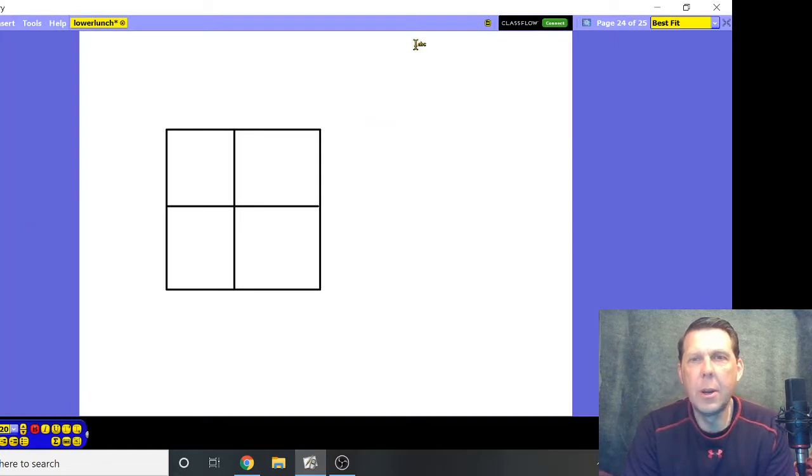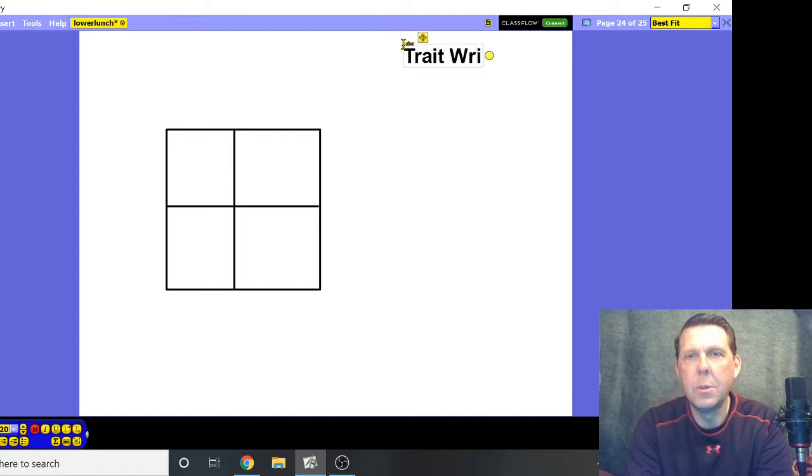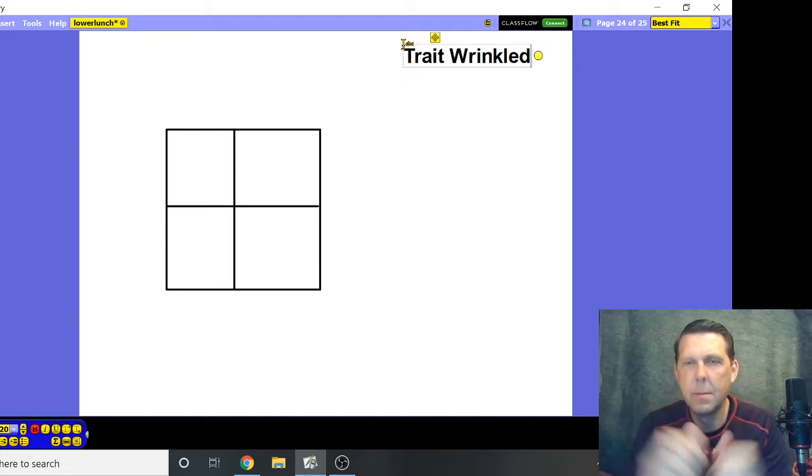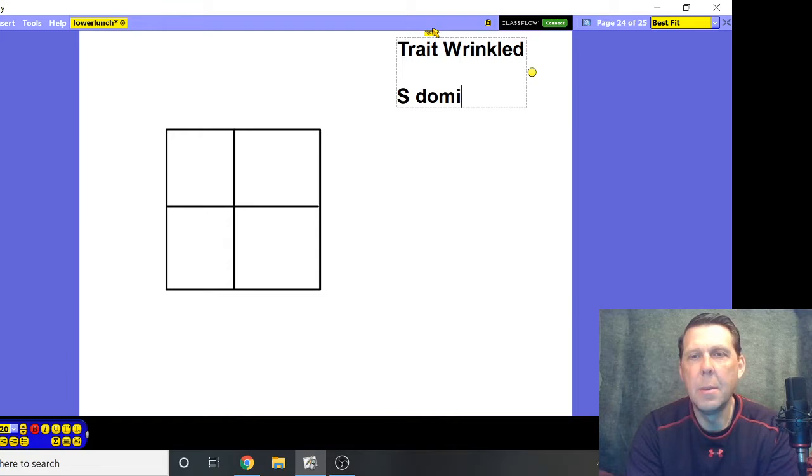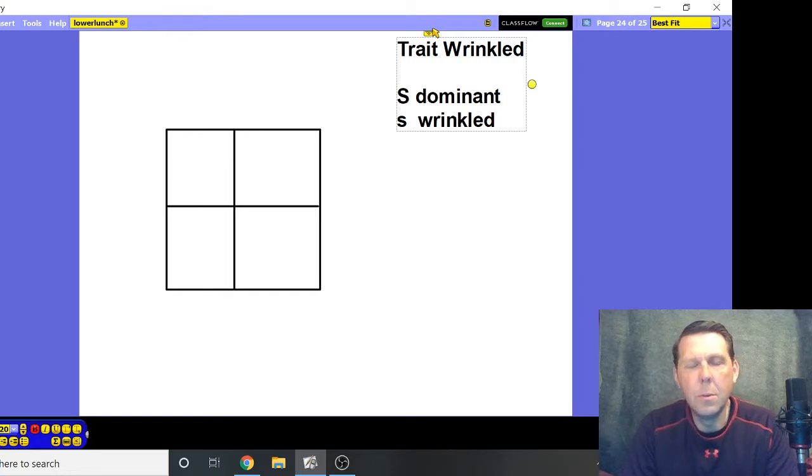All right, so here's a Punnett Square, and we are going to look at the trait of being wrinkled, and that's for the pea pod itself. If it's going to be wrinkled, that's a physical trait we're going to look at, whether it's wrinkled or not. Smooth is dominant and wrinkled is recessive. So we're going to do capital S for dominant and lowercase s for wrinkled.